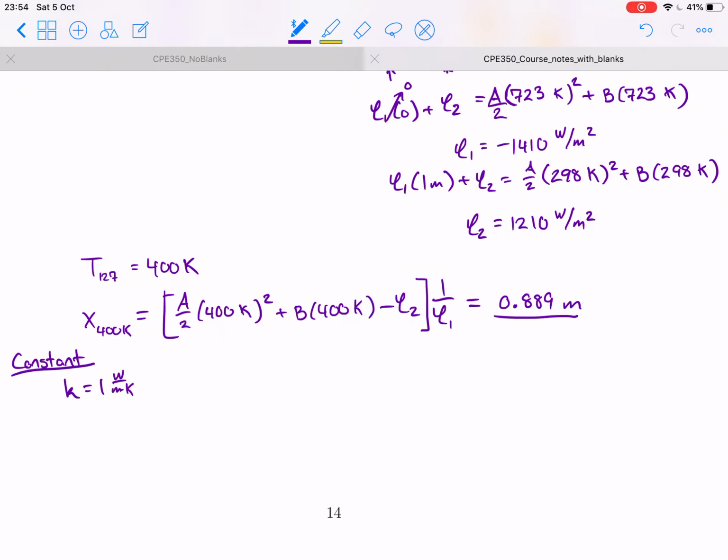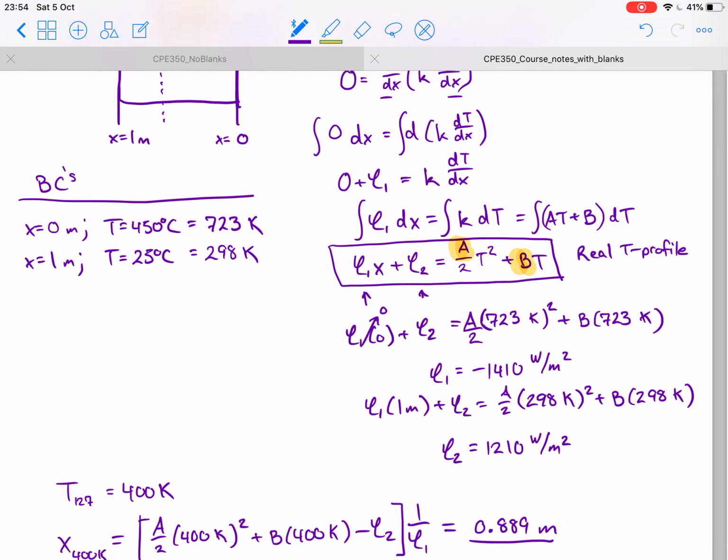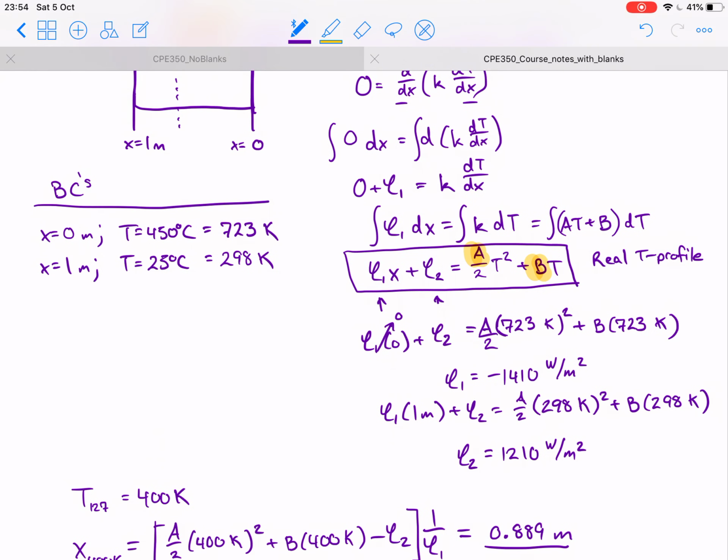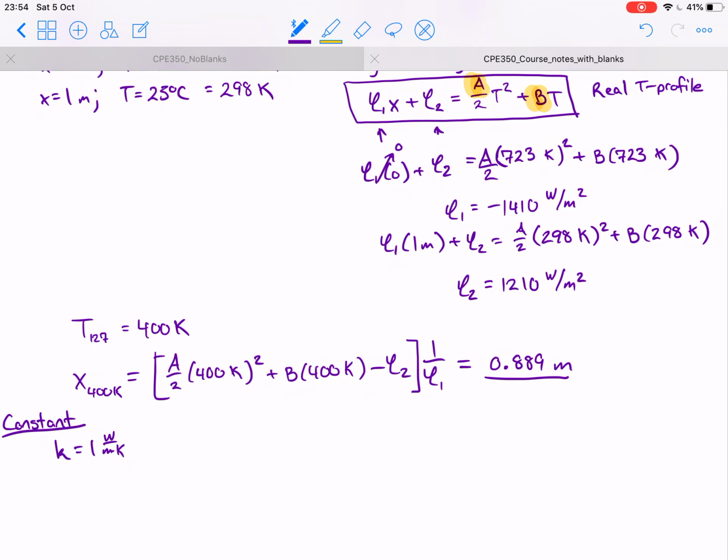Awesome. However, the question also asks us, what if we had made the assumption that K was constant? If we had made that assumption, we wouldn't have done the integration up here with this dependence. So instead, we would have had C1 times x plus C2 equals the integral of k dT, where k is constant, equals kT.